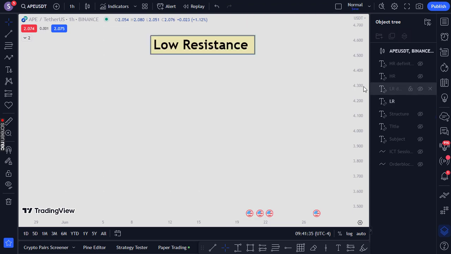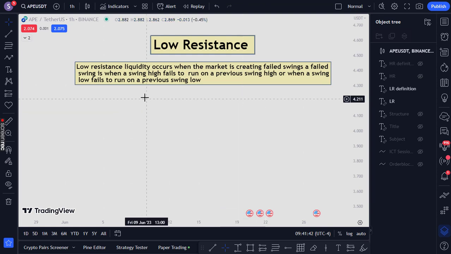So first of all, let's define a low resistance. What is low resistance liquidity? So low resistance liquidity occurs when the market is creating failed swings. Now, what is a failed swing? A failed swing is when a swing high, for example, fails to run on a previous swing high, or when a swing low fails to run on a previous swing low.